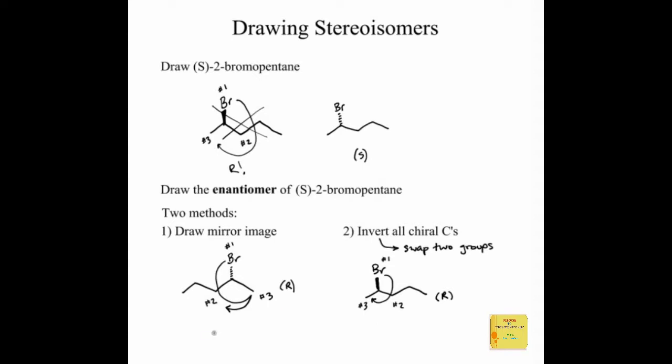And something that we can observe here is that enantiomers have opposite configurations. So if one enantiomer is the S configuration, the other enantiomer must be the R configuration. That will always be true. And even if you have multiple chiral centers, all of the configurations in the chiral centers of one enantiomer will be the opposite in the other.